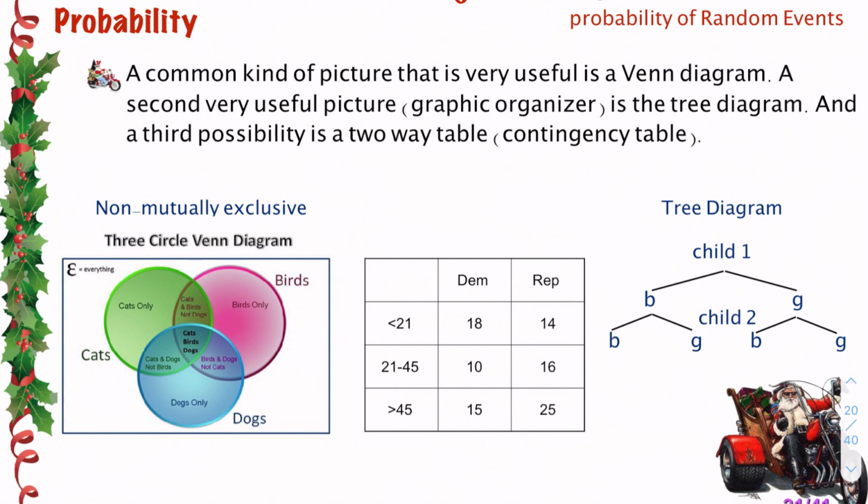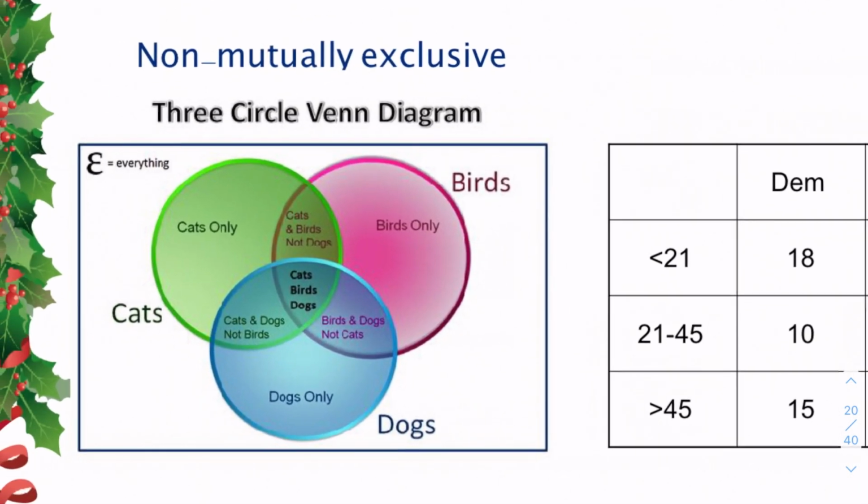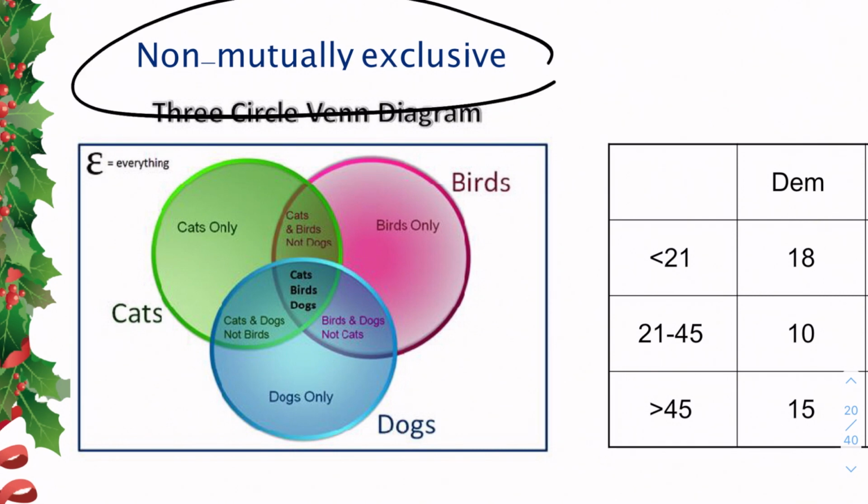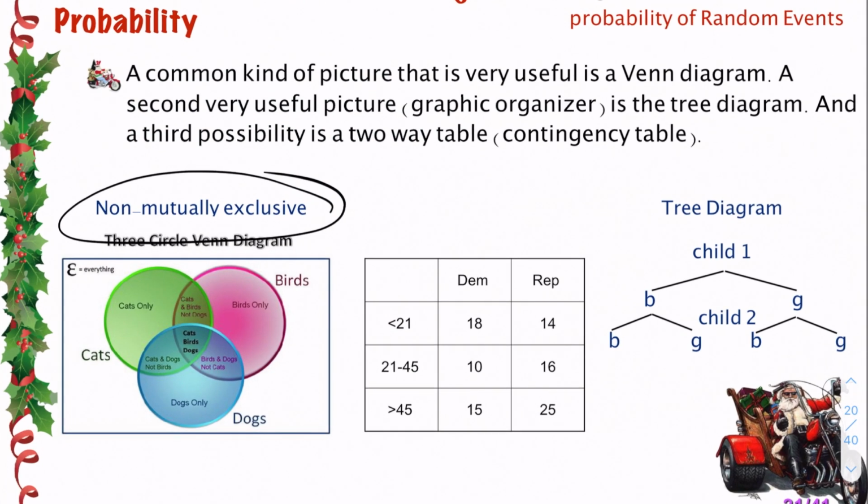So a common kind of picture that is very useful is a Venn diagram. I hope many of you have seen this. We are going to practice this in class. A second very useful picture, or graphic organizer if you want to call it, is the tree diagram that we've seen. And a third possibility is a two-way table, those contingency tables that we have seen when we're comparing multiple events. This especially allows us to see conditional probabilities. So notice these are not mutually exclusive. That's a new term that we need to know.